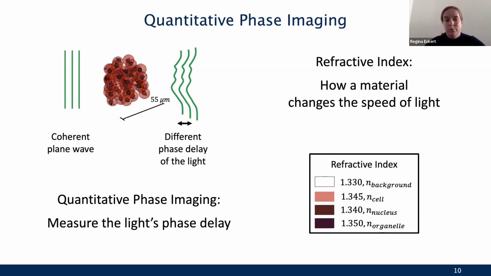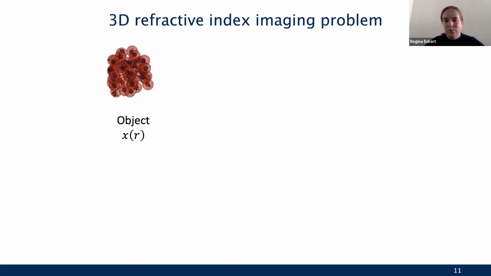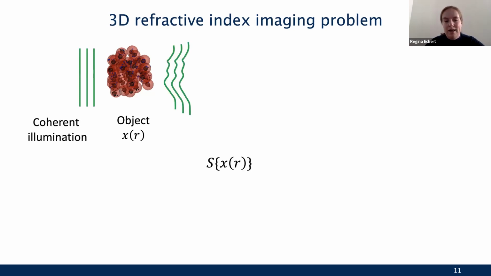If we wanted to approach this problem, we have these transparent cells. How do we actually get information out about them? So we'd want to model our object here, X, and we want to illuminate it with something. So we're going to choose coherent illumination because we're trying to measure phase. So coherent illumination makes sense. And then that's going to scatter through our object in some modeled propagation way, and we're going to call that an operator S on our object.